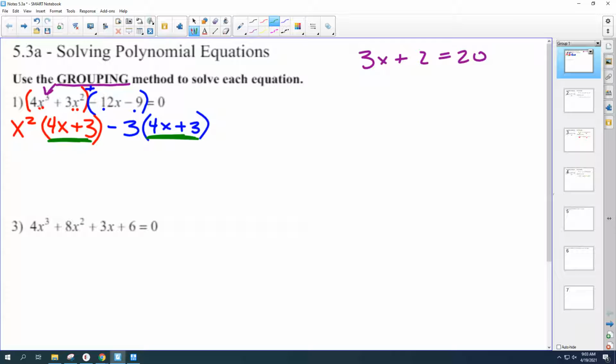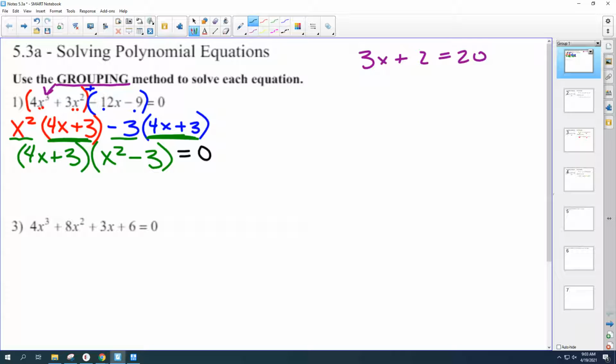Both of those two have a 4x plus 3 in common. So we write it down. And then essentially what I do is look at what's left. What's left, you've got this x squared minus 3. Now don't forget, this is equal to 0. So we're trying to find the zeros. We're finding the solutions. We're finding the zeros.